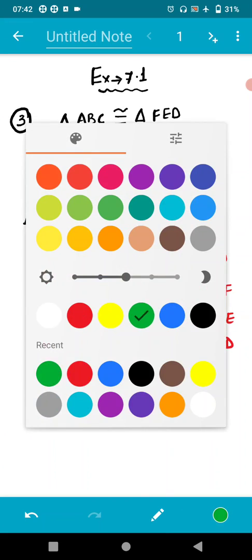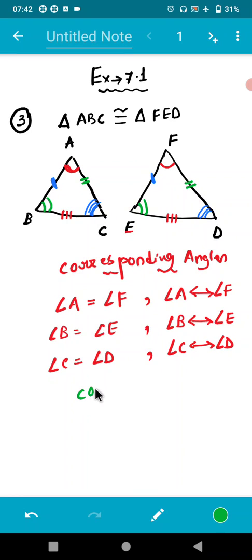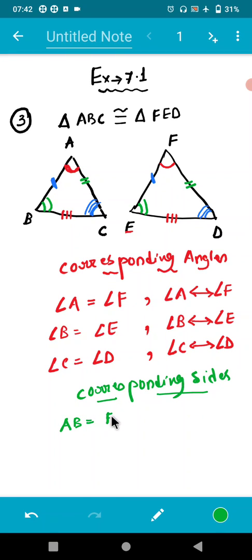Now let us write about some corresponding sides. Fine. So corresponding sides would be, now AB is equal to FE, isn't it? BC is equal to ED, see they are sharing the same mark, so BC is equal to ED, and AC is equal to FD, isn't it? So this is the solution of sum number 3, students.